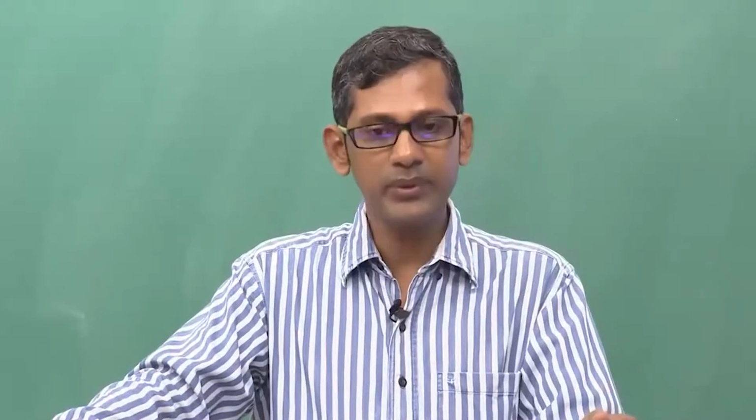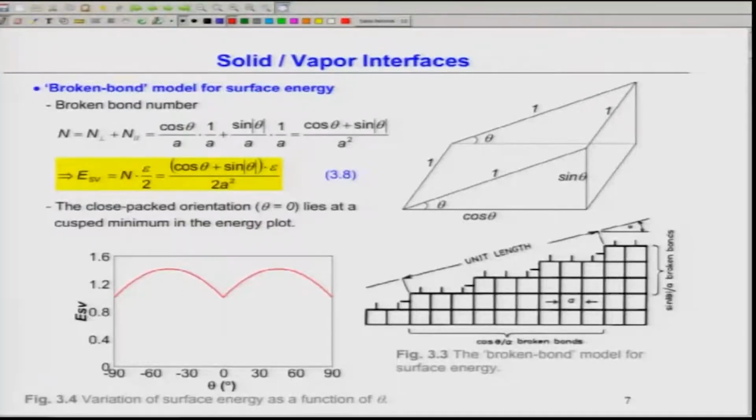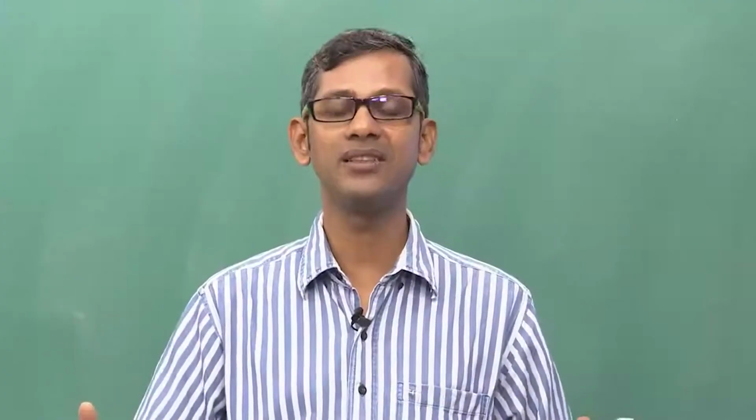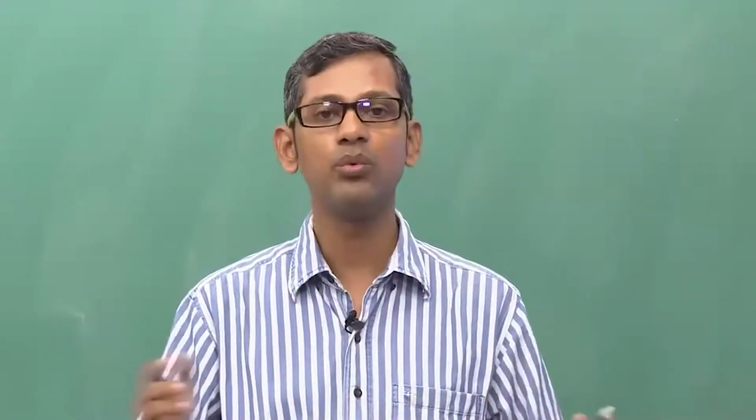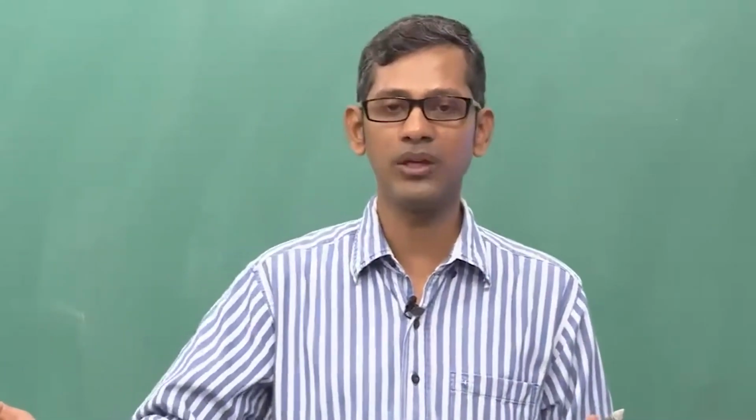In such a case the broken bond model will still apply, but we have to consider it differently. We have to consider the interface as shown here, which makes an angle, cos theta. Or better, let us consider the bottom picture of the broken bond model. What you see here is basically a step surface, no longer a flat surface. Because you have different kinds of planes sitting on the surface, somewhere it is a 1-1-1 plane, somewhere a 1-1-0 plane, somewhere a different kind of plane.